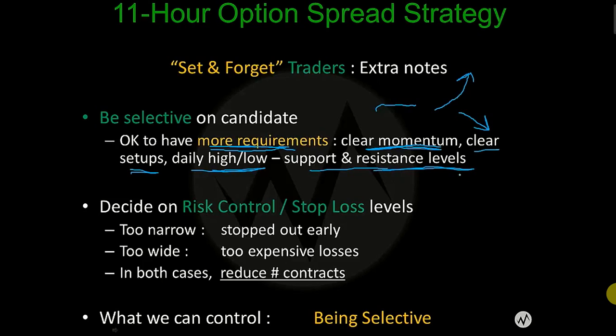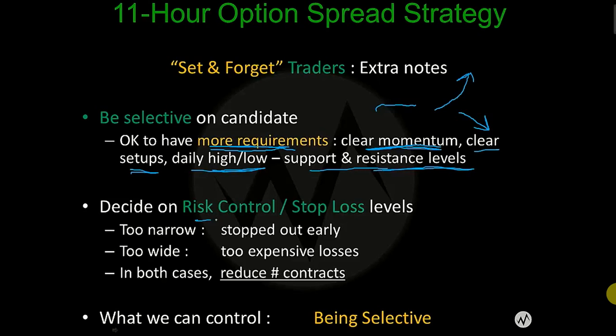Now, once you're clear on your candidate and saying this is a good spread candidate, I like the setup, I can get commissions, and it's reasonable, it's in that range, they're going to pay me the premium. Next is you've got to decide your risk control.